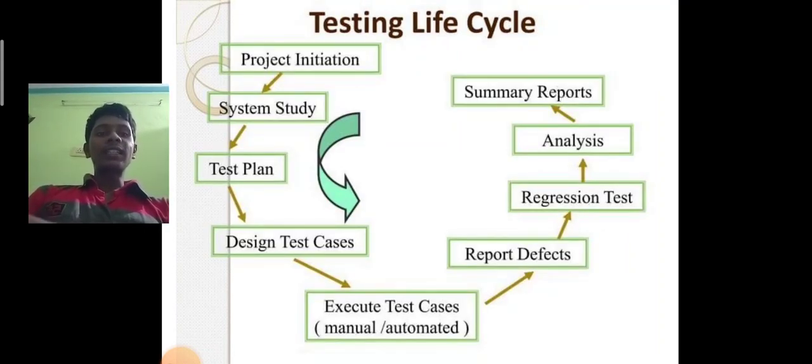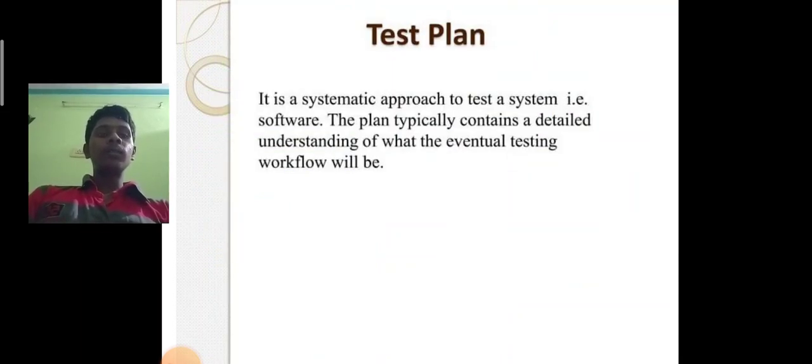Testing life cycle. In the testing life cycle, first project initiation, next system study, next test plan, next design test cases, next execute test cases, manual or automated, report the defects, next regression test, next analysis, and last summary of the reports. This is the software testing life cycle.